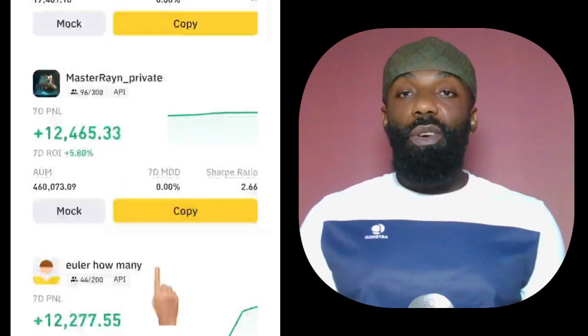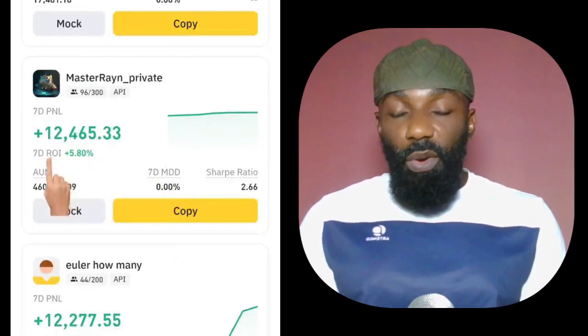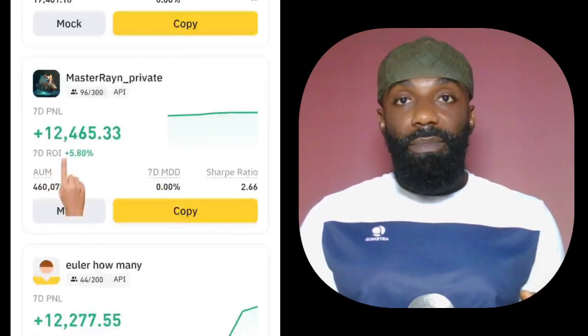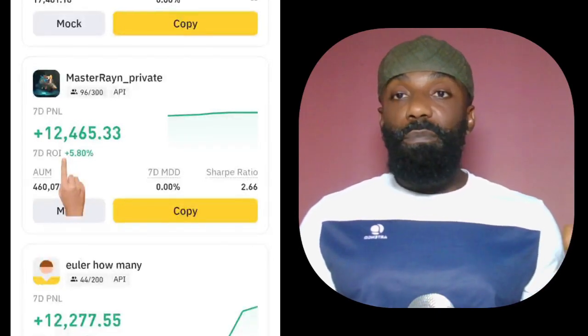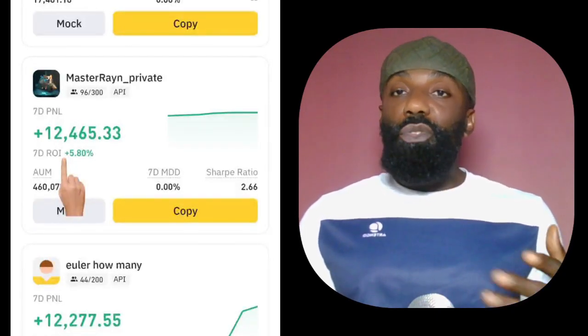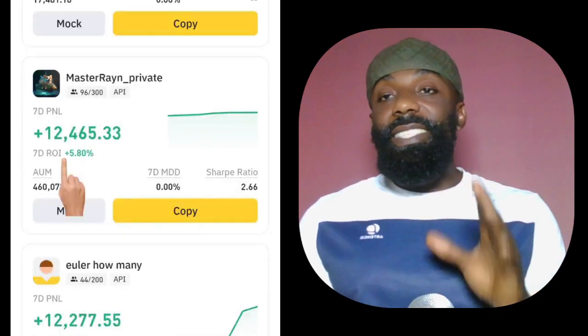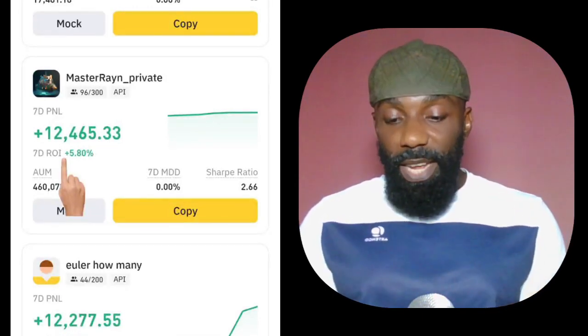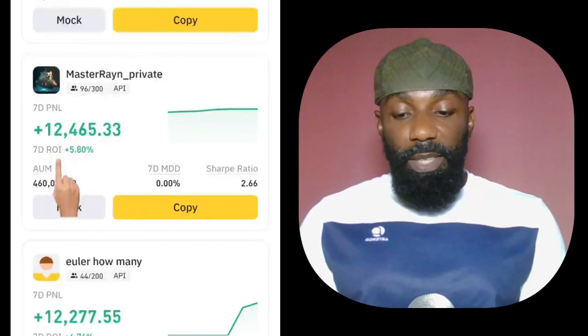But that is not enough. You still have to look at some other parameters. You have to look at their return on investment within 7 days. Even if they do not have a large maximum drawdown, you are here to make money. So one thing you have to pay attention to is: is this person making money? Okay, so that is where the issue of PNL and return on investment comes in.